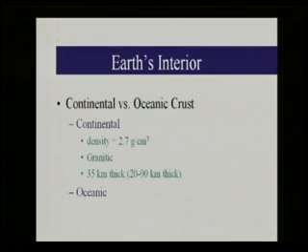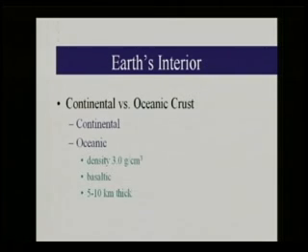If we compare that with oceanic crust, it is denser. It's 3 grams per cubic centimeter. It is basaltic. It's made of more mafic minerals that have higher density. And it's much thinner. Not 35 kilometers on average, but only about 5 to 10 kilometers thick. And you may recall from plate tectonics that the ocean crust is usually a lot younger than continental crust. Continental crust can range up to about 4 billion years, whereas oceanic crust is only about 180 million years or younger.